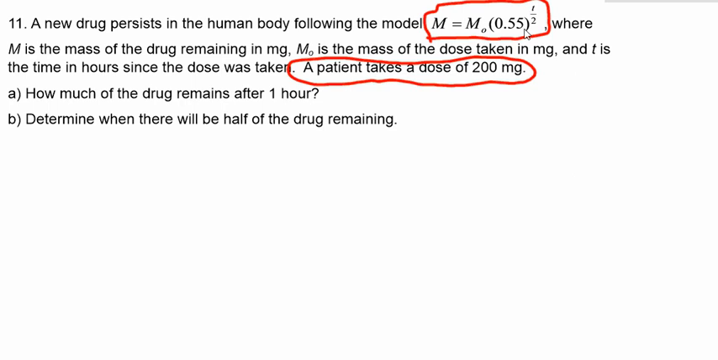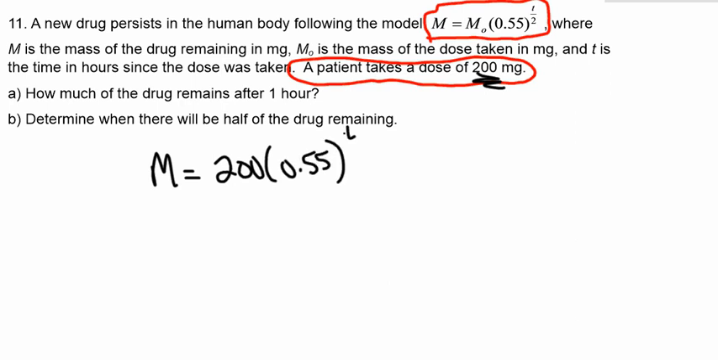So when I look at this equation, I can tell that it's an exponential function because the independent variable, t, is in the exponent. So the first thing I need to do is rewrite this equation using the information I'm given that the original dose is 200. So the mass that remains is 200 times 0.55 to the t over 2.